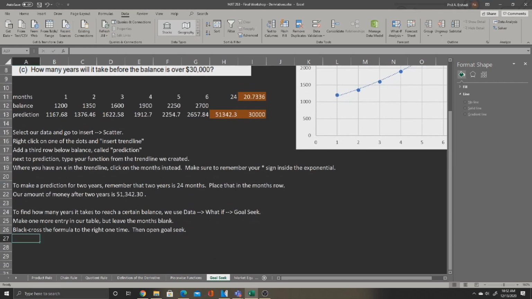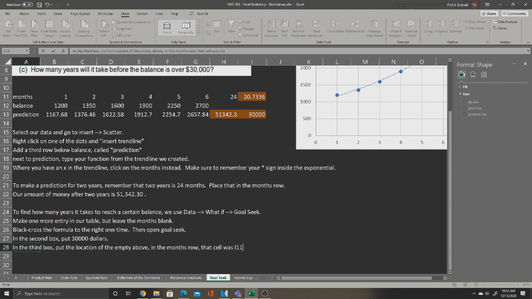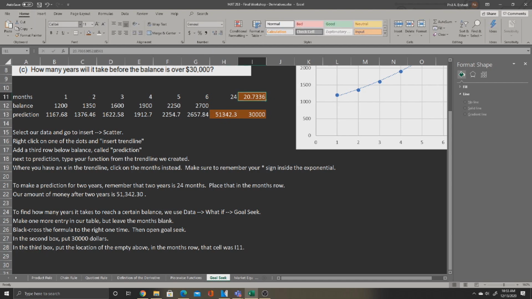So remember that when we open the Goal Seek menu, in the second box, put $30,000. In the third box, we put the location of the empty cell above in the months row. And that cell was I11. When we press OK, the correct answer pops up in the months box. I'm going to paint that gold. So it will take 20.73 months to reach a balance of $30,000.